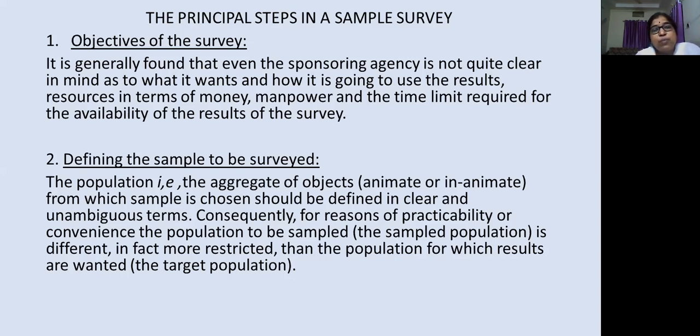Defining the sample to be surveyed. The population, that is the aggregate of objects from which the sample is chosen, should be defined in clear and unambiguous terms. Consequently, for reasons of practicability or convenience, the population to be sampled is different, in fact more restricted than the population for which results are wanted.